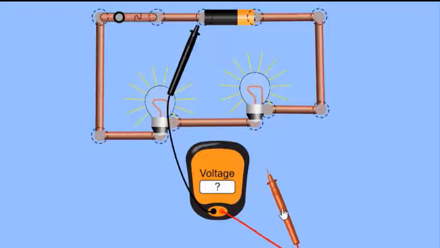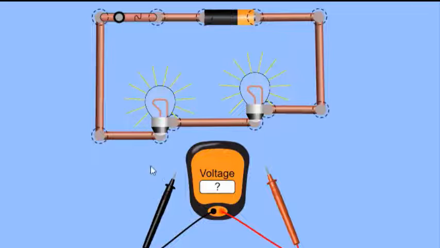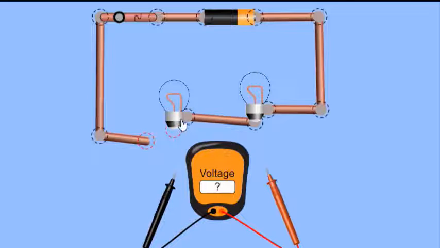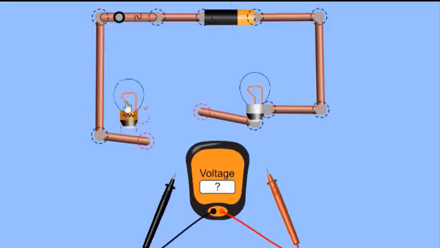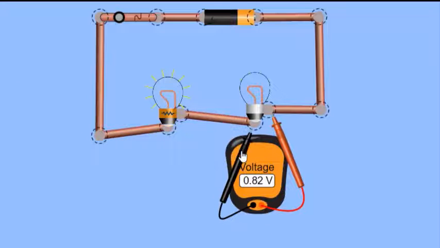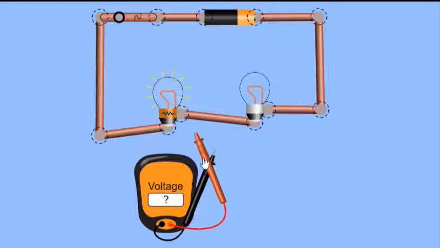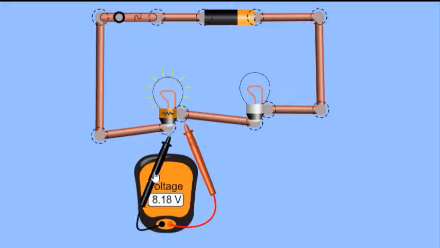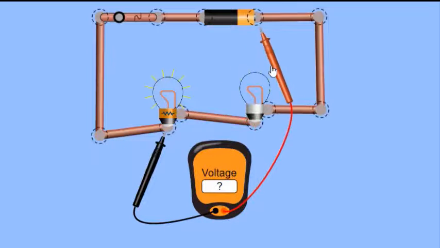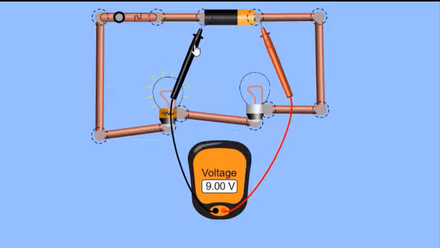Let's now replace one of these lamps by another kind of lamp. So the voltage of the first lamp is 0.82 volt. That of the second one is 8.18 volt. That of the dry cell is 9 volt.